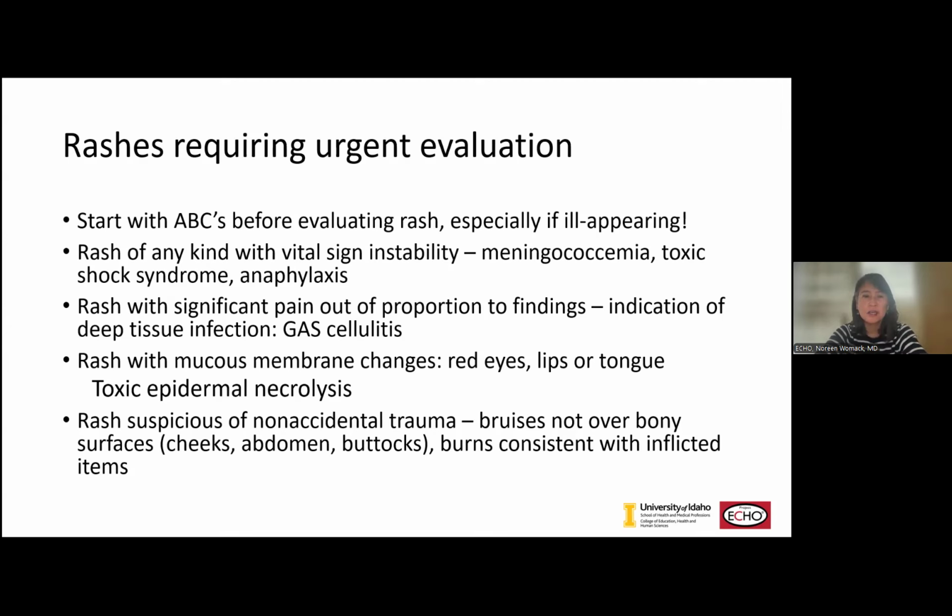And then finally, any rash that's suspicious of non-accidental trauma. So those are bruises that aren't over bony surfaces, old scars that might be consistent with objects, like a cigarette burn, or the outline of something that could be like a stick or a paddle. Those obviously require urgent evaluation. Next slide.